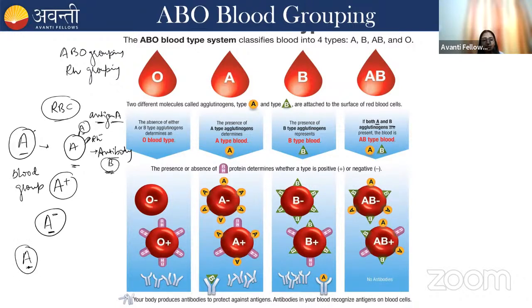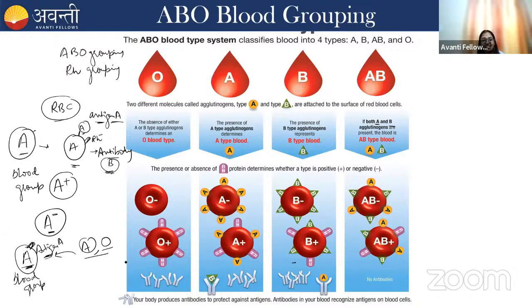If this person who is having a blood group A will receive a blood, can only receive blood from A or O. It cannot receive the blood from B or AB because B will have antigen B and this person will have antibody B already. Sorry, this is a person having a blood group A. So this person will have antigen A on their surface, right?